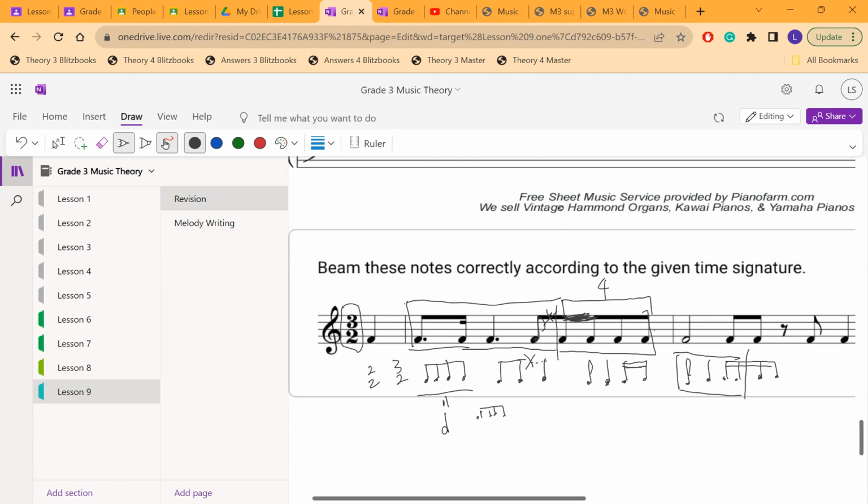Wait. There's something I'm not getting. That's a crotchet. That's a crotchet. Ah, right. They split the beat. That's tricky.